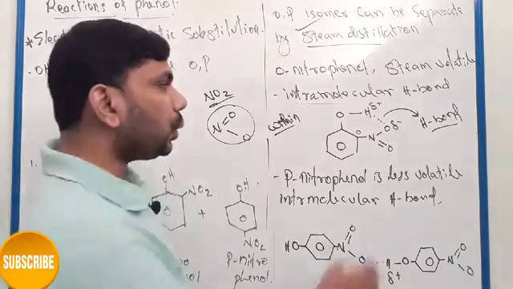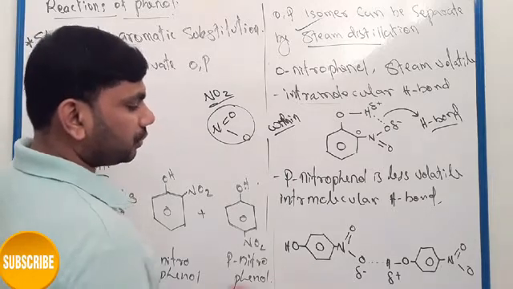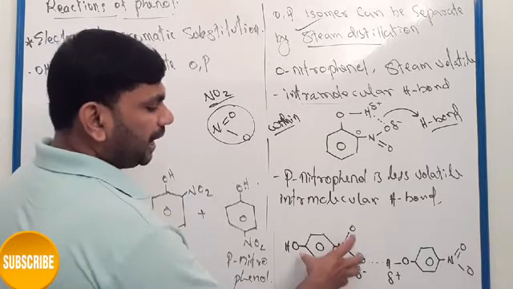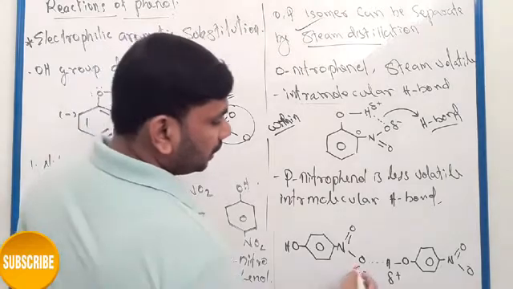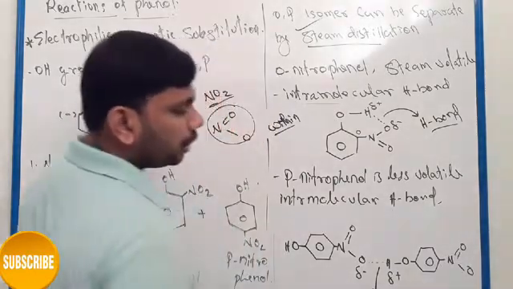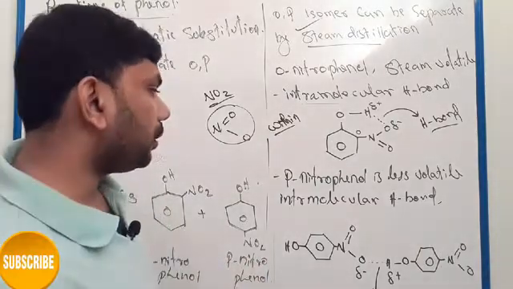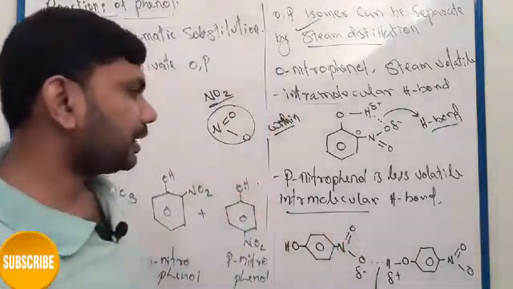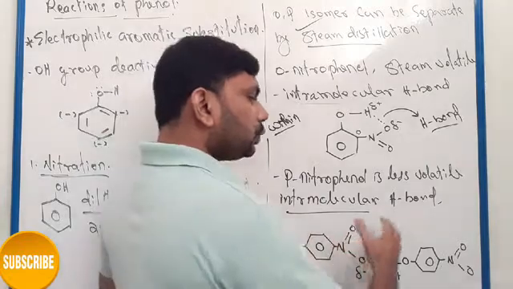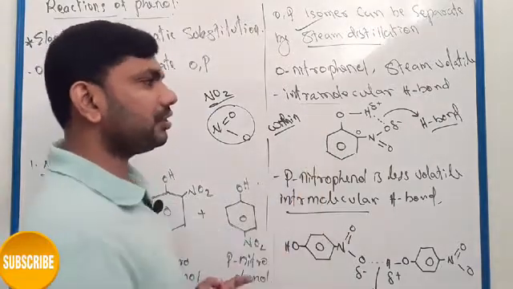So an intramolecular hydrogen bond is possible in ortho nitrophenol. But para nitrophenol has OH, and at the para position NO2. In para nitrophenol, this is one molecule and this is another molecule, and this is the hydrogen bond. So in para nitrophenol, an intermolecular hydrogen bond is formed. Intermolecular hydrogen bond means a hydrogen bond formed between two different molecules. This is the intermolecular hydrogen bond and this is the intramolecular hydrogen bond.